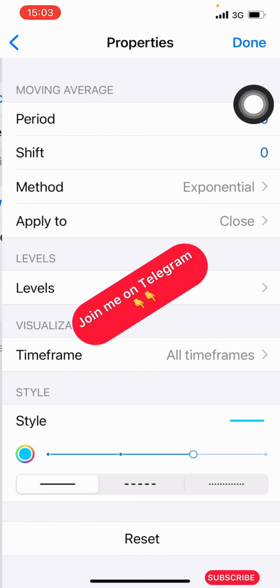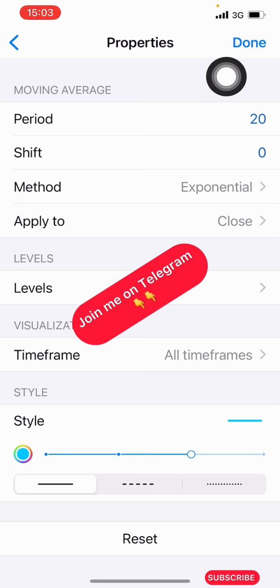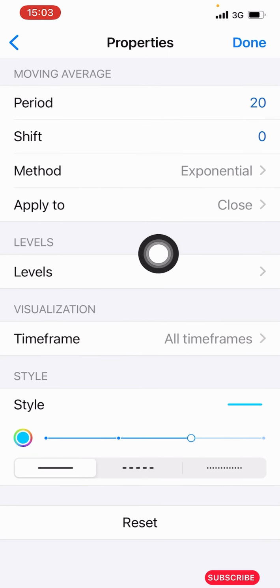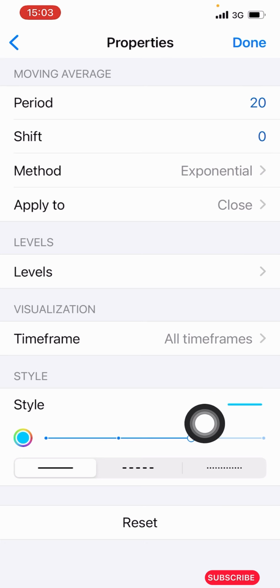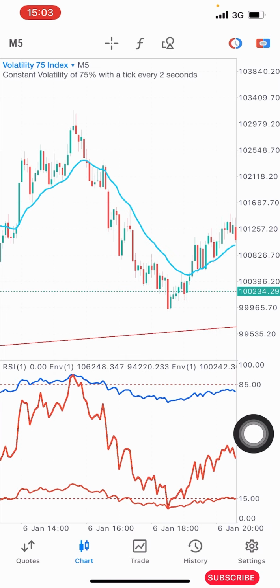You click on this plus icon and make the period 20, the shift is 0, method is exponential, apply to close, the level you leave as it is, time frame all time frame. For the style, you make it color blue, 3 pixel, and you click on done.